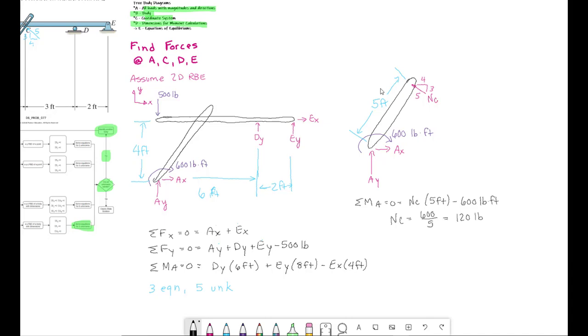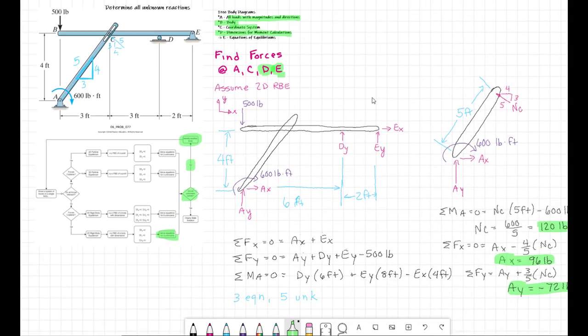All right, I'm going to do some of forces in X and Y, and we'll just throw them up here. Be right back. So we have the normal force at C is 120 pounds, AX is 96 pounds, and AY is negative 72 pounds. So we still have to find the forces at D and E.